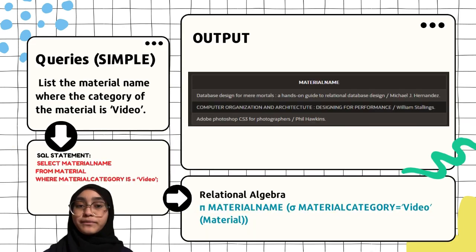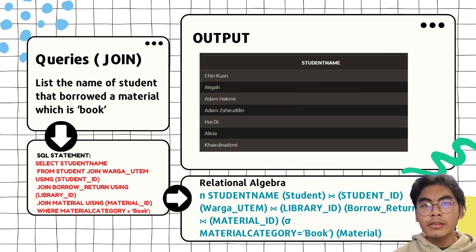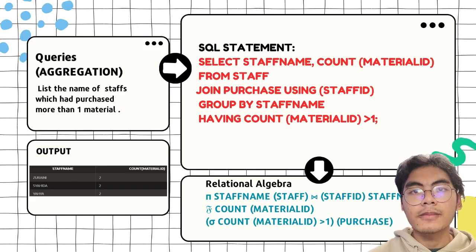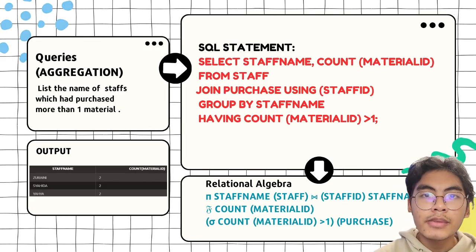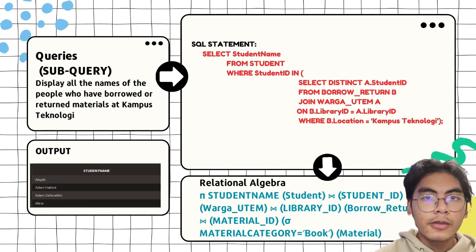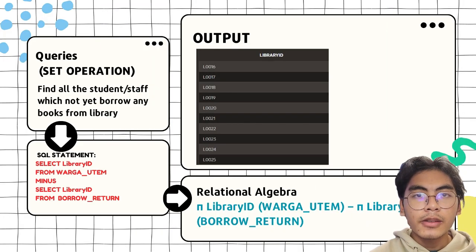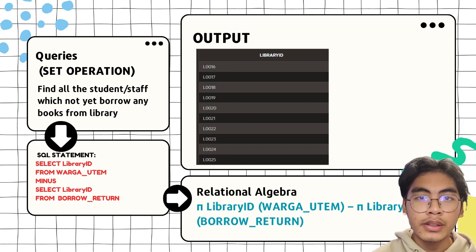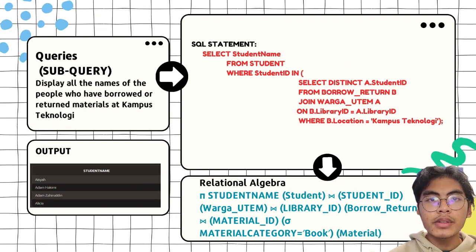The third one is the simple query. Simple query is used to get information that consists of only one parameter. We use simple query to see what material is under the video category. For the join query, we listed the names of students who borrowed the material which is classified as book. For the aggregation part, we have the situation of listing the names of staff who have purchased more than one material. For the last part of the queries, which is set operation, we have to find all the students and staff who have not borrowed any books or materials from the library. As for the subquery section, we have to display the names of the people who have borrowed from campus technology.